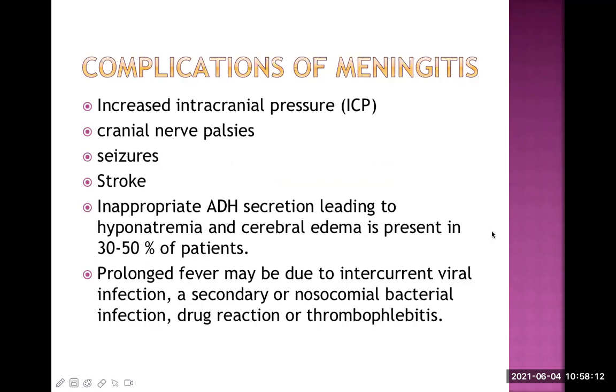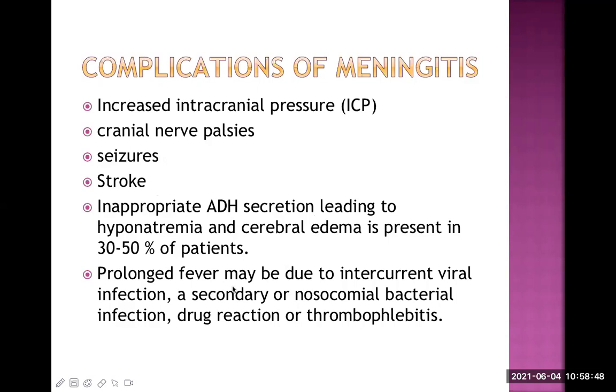Now, at the end, let's talk about what are the complications of meningitis. Let's list them. Increased intracranial pressure, very easy. Cranial nerve palsy, means damage of the cranial nerve leading to different signs and symptoms. Seizure, very intractable type of seizure, which is difficult to control. Stroke, when there is thrombus formation in the blood vessel that can result in stroke. Inappropriate ADH secretion, already talked about so many times.